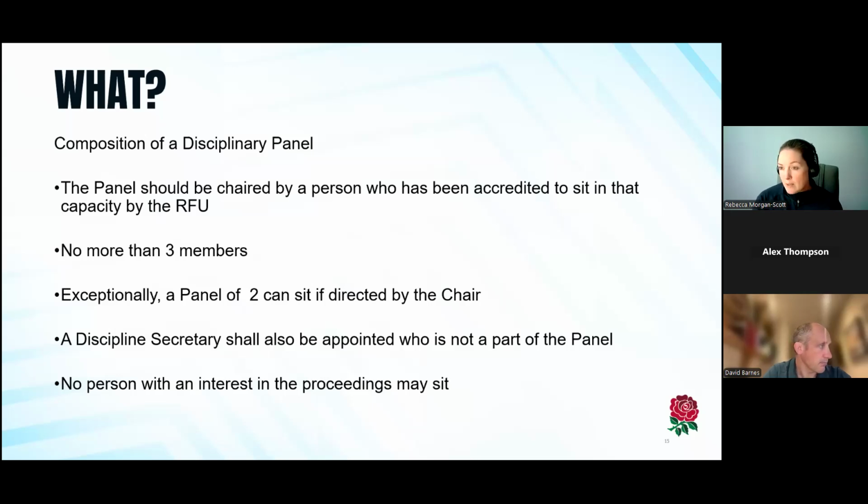So when we talk about who the panel is, the panel should be chaired by a person who's been accredited to sit in that capacity by the RFU. From a CB perspective, that would be somebody who has done a training course that we have put on, whether that's an online course or an in-person training course. We've done a number of those over the years to ensure that the CBs have enough people that are accredited to sit on panels.